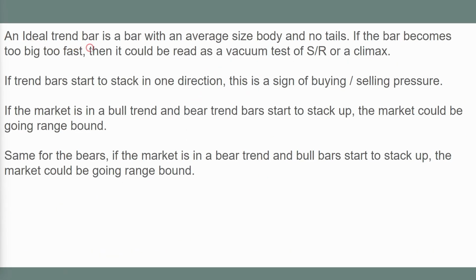An ideal trend bar is a bar with an average sized body and no tails. If the bar becomes too big too fast, then it could be read as a vacuum test of support and resistance or a climax. If trend bars start to stack in one direction, this is a sign of buying or selling pressure. If the market is in a bull trend and bear trend bars start to stack up, the market could be going range bound. Same for the bears. If the market is in a bear trend and the bull bars start to stack up, the market could be going range bound.